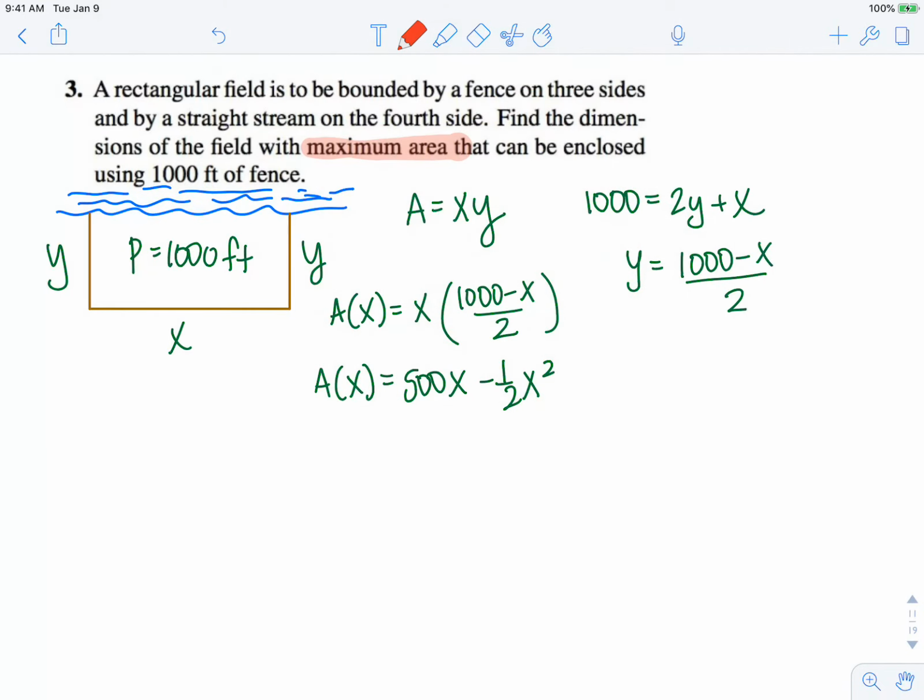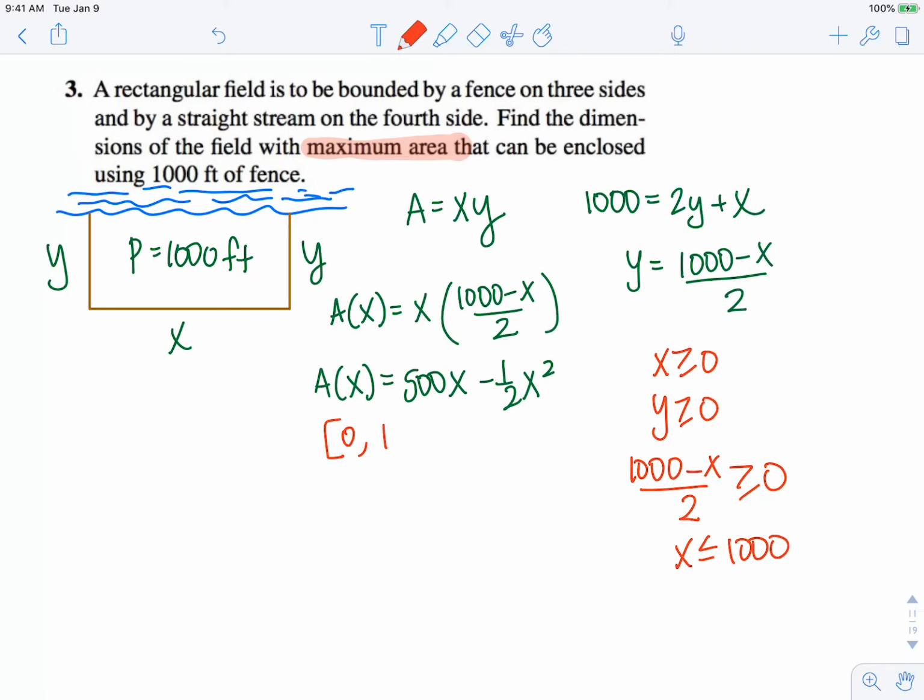So now we need to look at the domain of this area function. Well, we know that x must be greater than or equal to 0 for the rectangle to exist. y must be greater than or equal to 0. I know your natural instinct might be to say just greater than 0, but we actually do say greater than or equal to. Now remember, y was (1,000 minus x) over 2, which is greater than or equal to 0. If we solve this for x, x is less than or equal to 1,000. So the domain for our x values here are from 0 to 1,000.